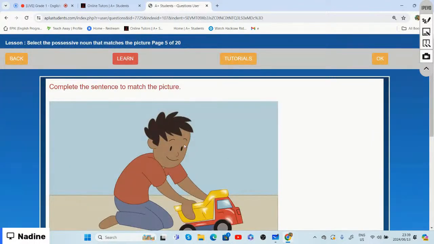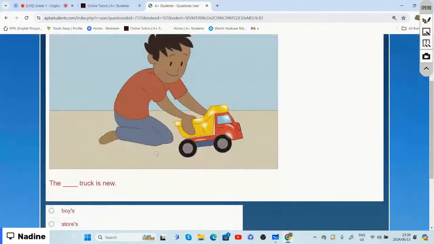All right. The truck is new. Whose truck is new? Is it the boys' truck that is new, or is it the store's truck that is new? Look at the picture.